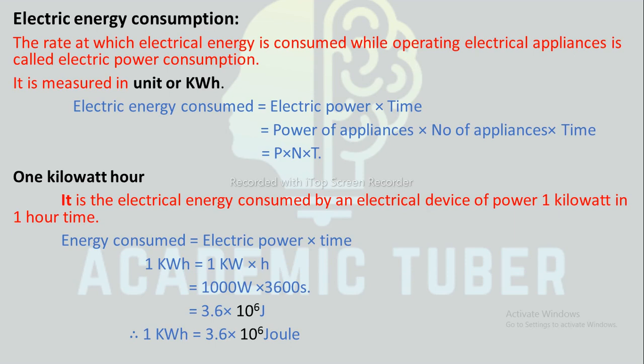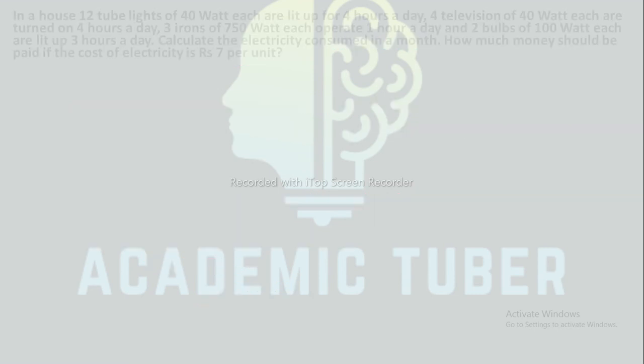We know that 1 kilowatt equals 1000 watt, and in 1 hour there are 60 minutes, and in 1 minute there are 60 seconds. So in total, we get 3.6 into 10 to the power 6 joule. Therefore, 1 kilowatt hour equals 3.6 into 10 to the power 6 joule.